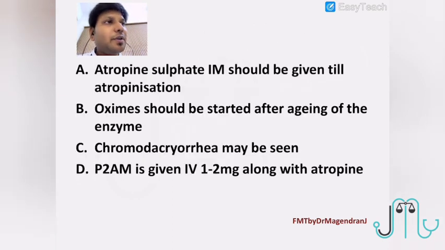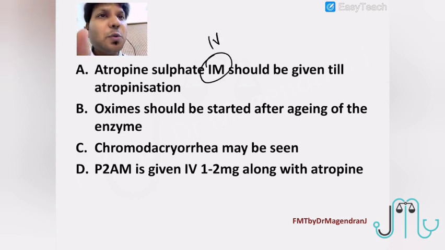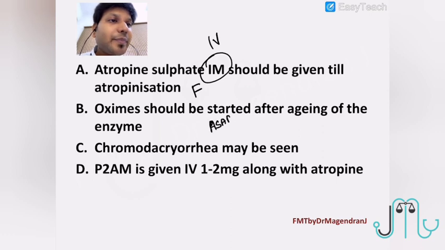Now regarding the management, which is false. See, atropine sulfate IM should be given till full atropinization. Atropine sulfate should be given, that is no other doubt, but the IV route is preferred, not IM. This statement is false. Oxime should be started after aging of the enzyme. Do remember, oxime should always be given as early as possible, because you need to give it before the aging of enzyme. When the enzyme has gone for aging, the oxime will not have a good effect on it. So it has to be given before the aging of enzyme, not after aging. So this statement will also be wrong.